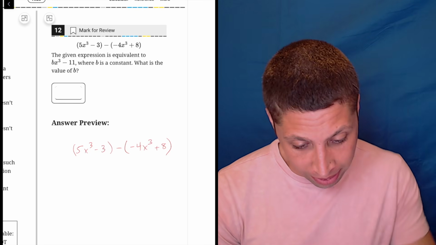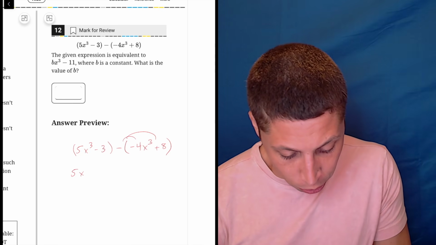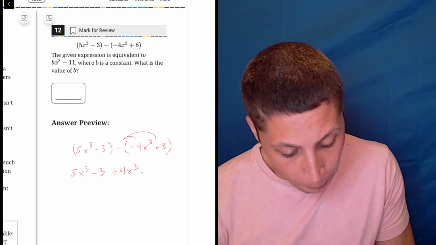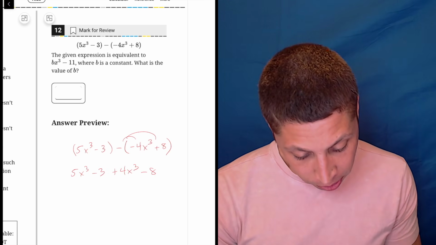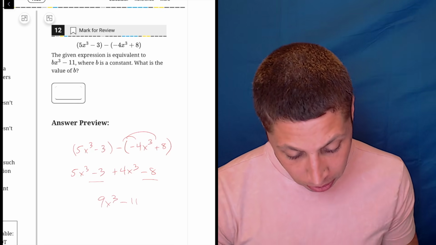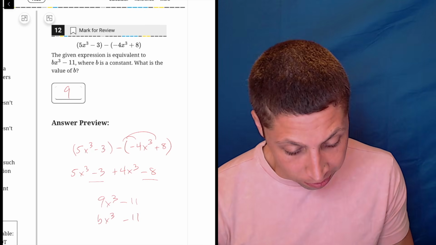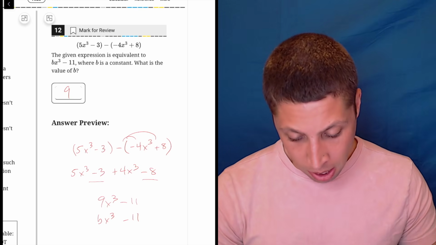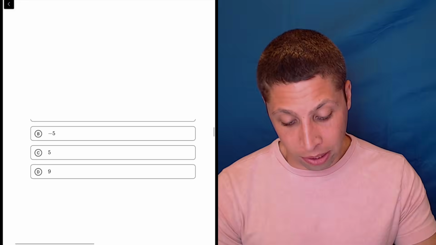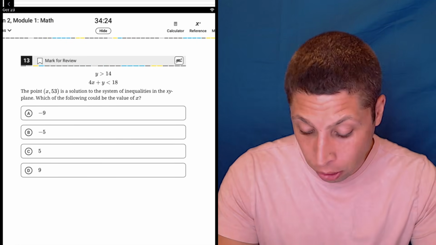So here, if I wrote it out exactly, now I can feel confident distributing this negative. So 5x cubed minus 3 plus 4x cubed minus 8, right? So there's my minus 11 right there. And so that should be 9x cubed. So 9 is the value of b, because that's supposed to be bx cubed minus 11. Okay, cool. This seems pretty easy so far. We're a little over halfway through, and I still feel like we're dealing with some pretty basic algebra stuff here that everyone should know for the SAT regardless.